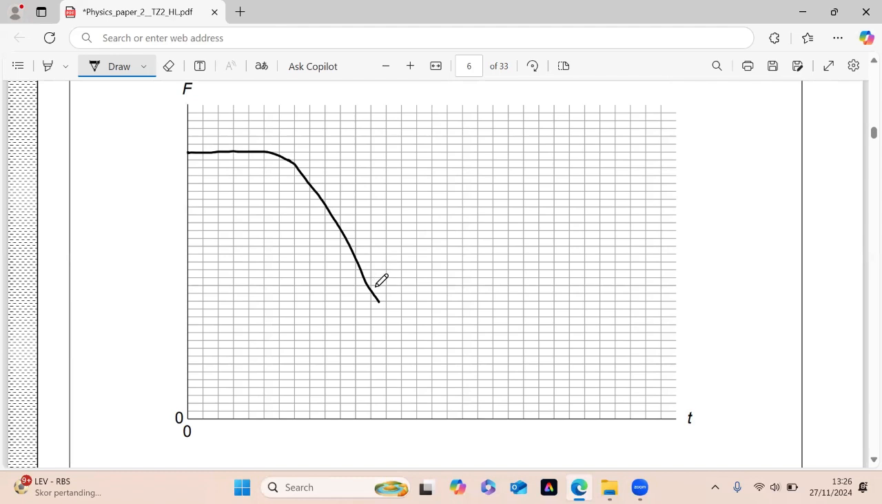And the third is the graph will flatten out at zero. That indicates that the resultant force is zero when terminal velocity is reached. When terminal velocity is reached, the resultant will be zero, like that.